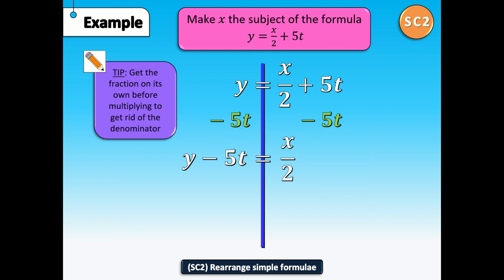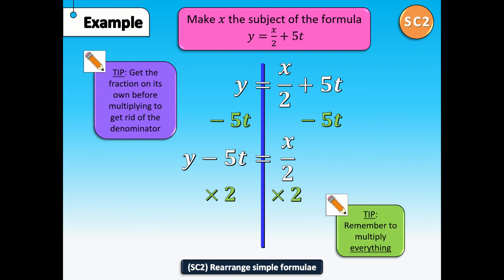Now remember, x over 2 means x divided by 2. So the opposite of dividing by 2 is timesing by 2. So I've got to times both sides by 2. So on this side, I'll have 2y minus 10t. Remember to times everything by 2. And on the other side, I'll just have x. So x is now the subject of the formula.